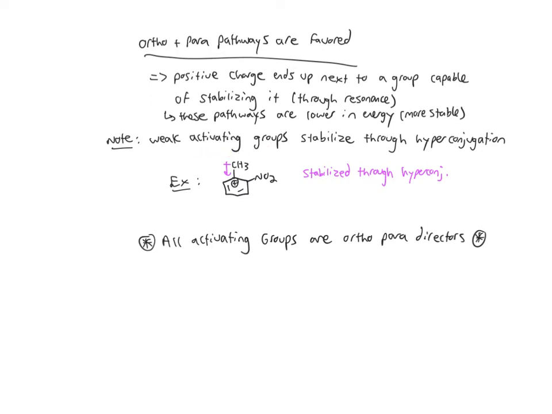Weak activating groups are also going to be ortho para directors because we'll be able to stabilize through hyperconjugation when that positive ends up next to the group. And so what we can say is, all activating groups are ortho and para directors.